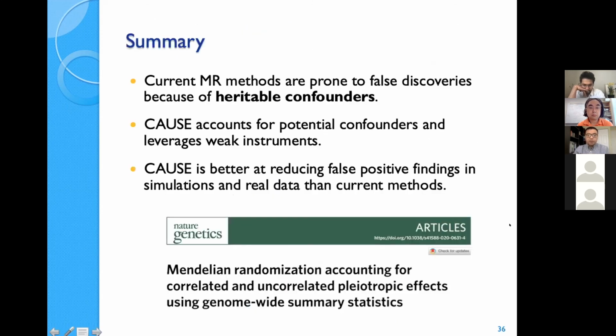So last one, the summary. We show that current methods are prone to false discoveries because of the hierarchical confounders, and the causal model accounts for potential confounders. Essentially, I didn't emphasize this too much, but basically, CAUSE can use many instruments to make inference. We show in both simulation and real data that CAUSE is better at reducing false positive findings. And this paper was published in Nature Genetics last year.